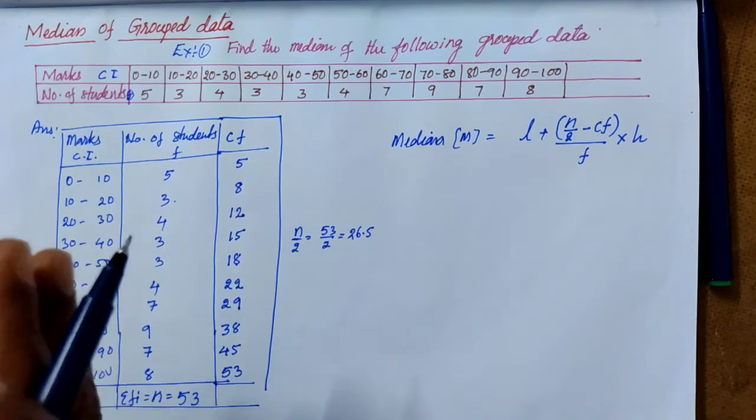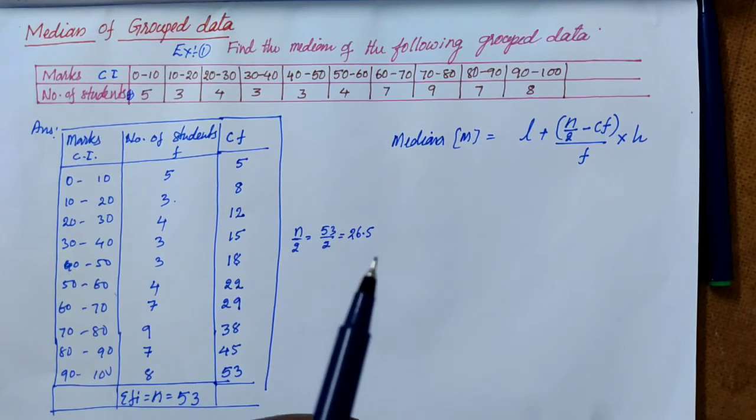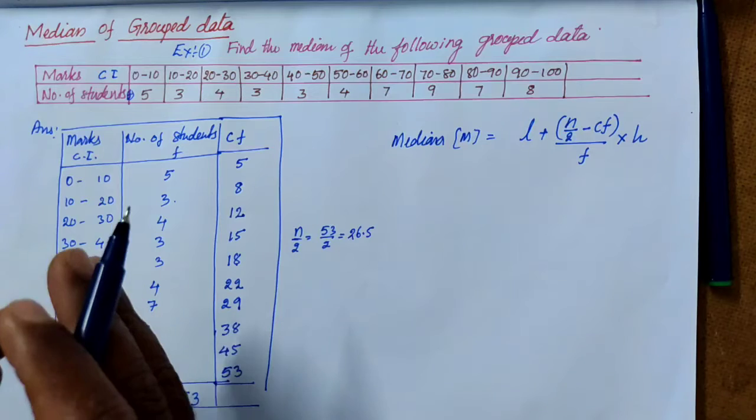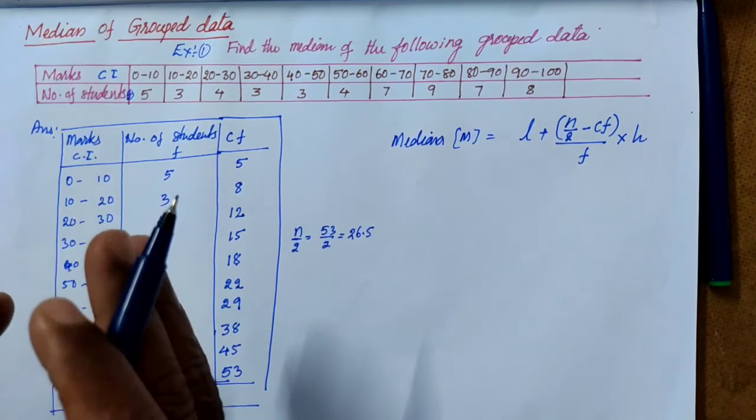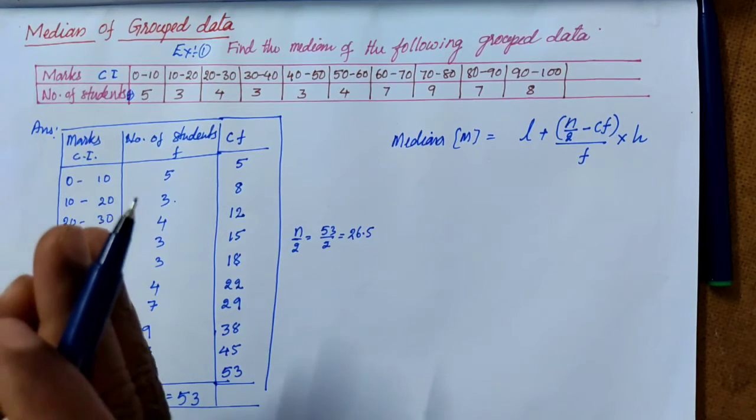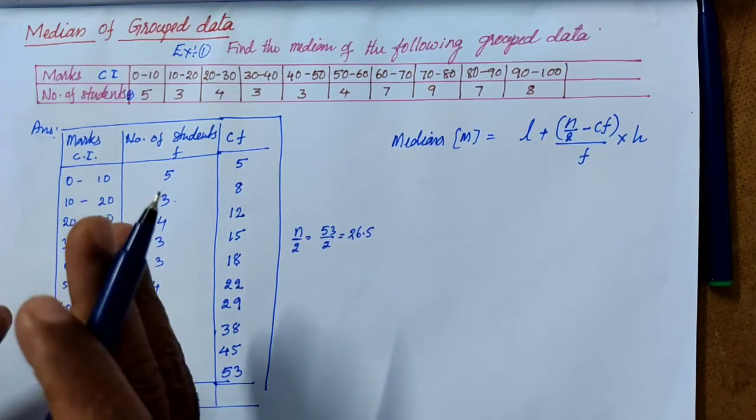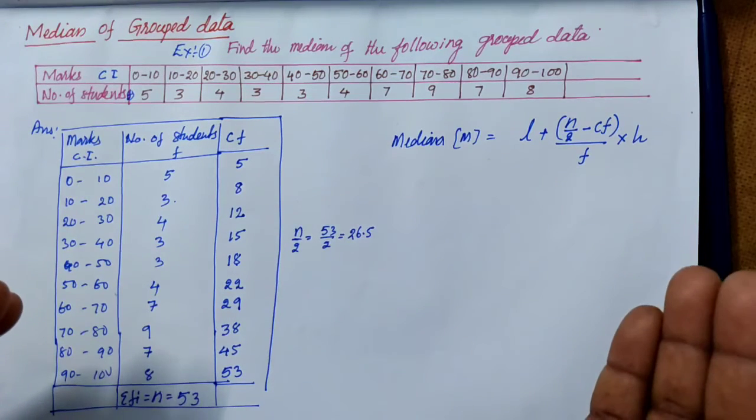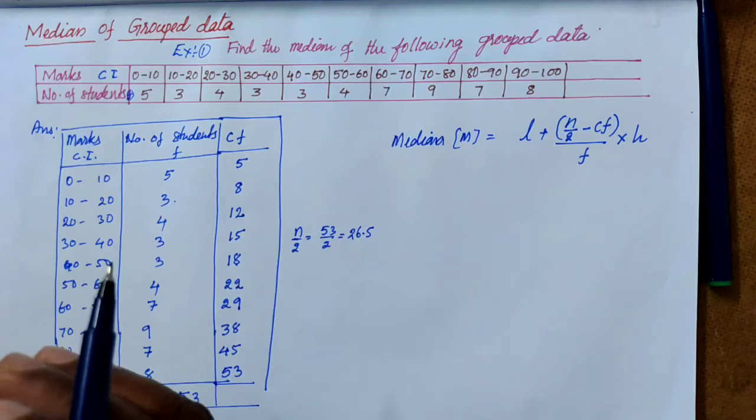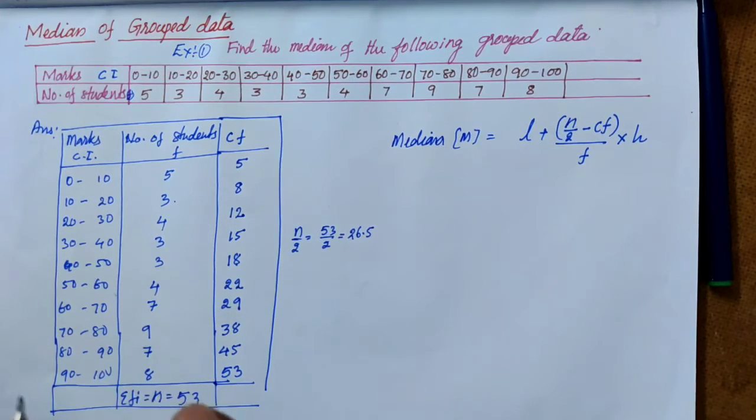So if we arrange these 53 students according to increasing order of marks, the 27th student is the middle student. To this 27th student, we have 26 students on the left side and 26 students on the right side. Okay, so the median is the value of the marks obtained by the 27th student.